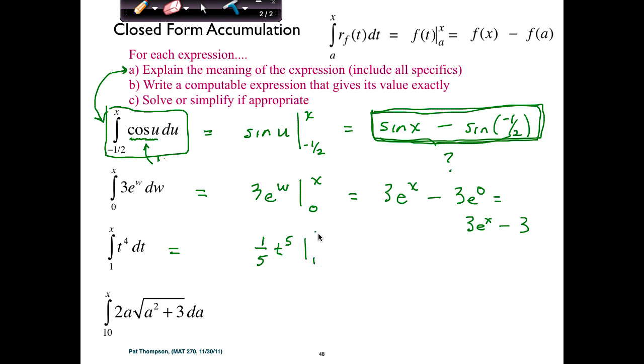From 1 to x, 1/5 x to the 5th is the easy part. Just plug in, subtract. Okay, now, so this next one.